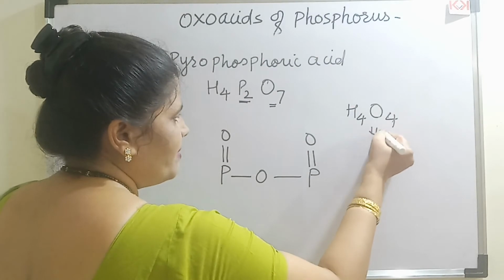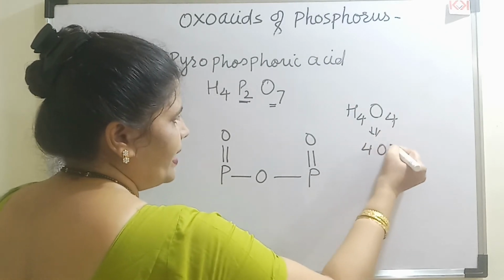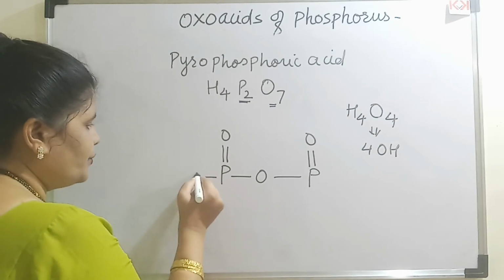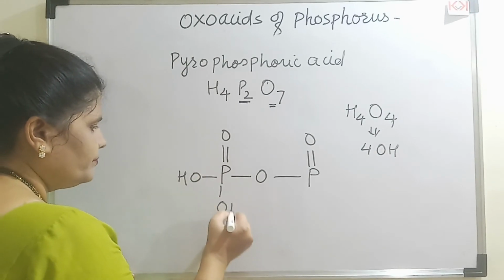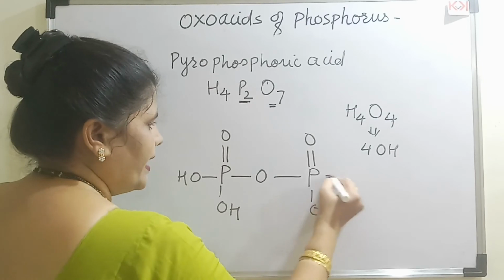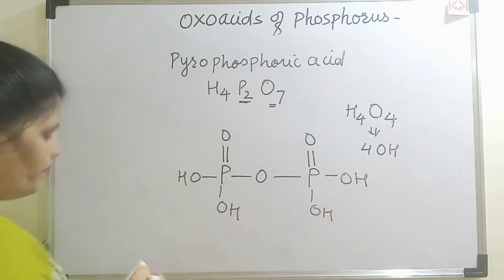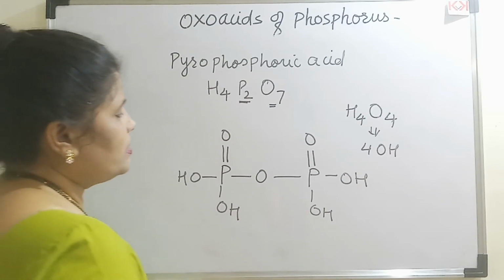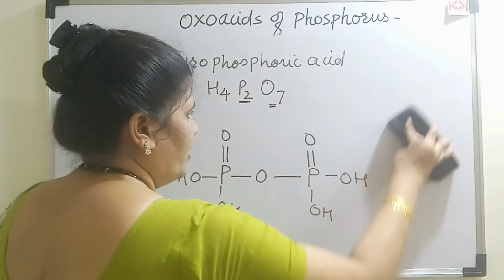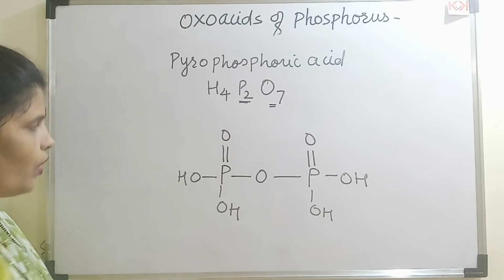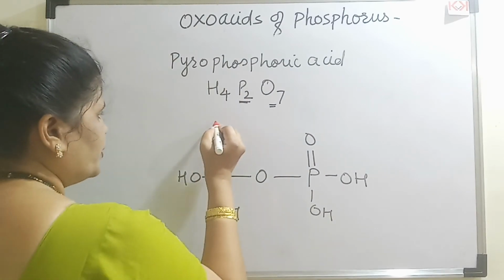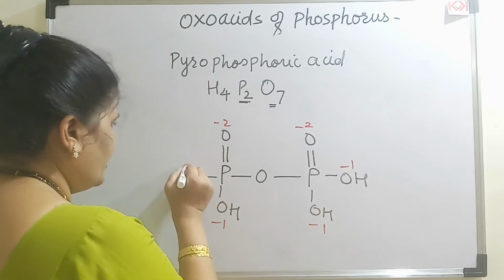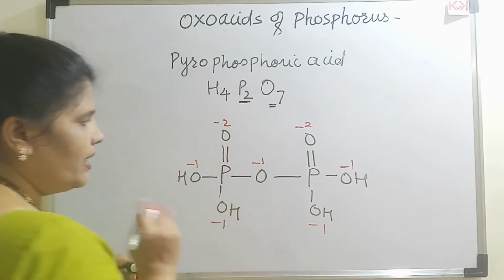Now form the maximum number of OH pairs. I think you can make out that I can make 4 OH groups here. So I will attach 2 on this side and 2 on this side. So this is the structure of pyrophosphoric acid. Let us assign the oxidation numbers. So it will be -2 on the double bonded oxygen. So it will be -2, -2, -1, -1, -1, -1. For the peroxide-like bridging oxygen, it will be -1.